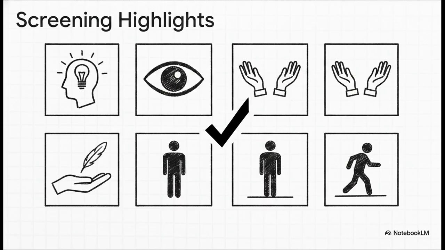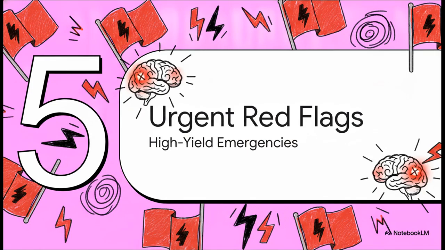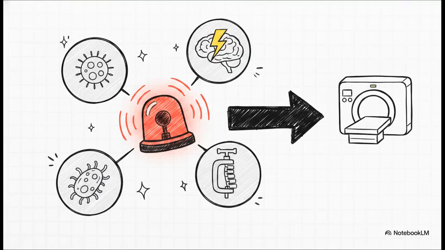If these high-yield tests are normal, major neurologic dysfunction is pretty unlikely. But if there's an abnormality, boom, you know exactly where to investigate further. Finally, we reach Section 5, High-Yield Urgent Red Flags. This is all about recognizing when a situation is critical and knowing exactly when to escalate things immediately.